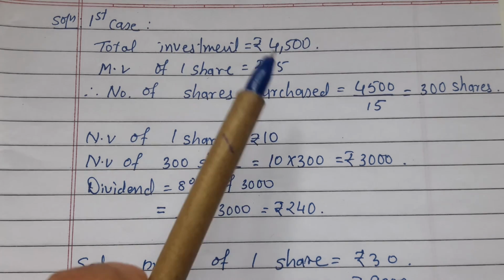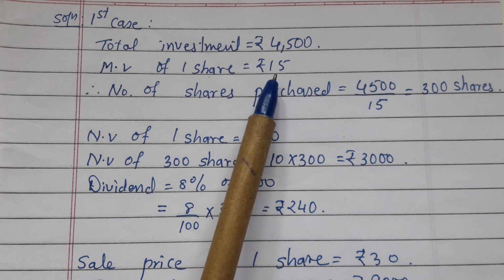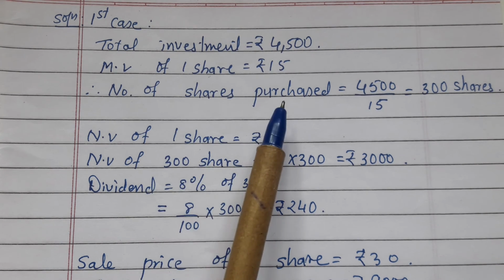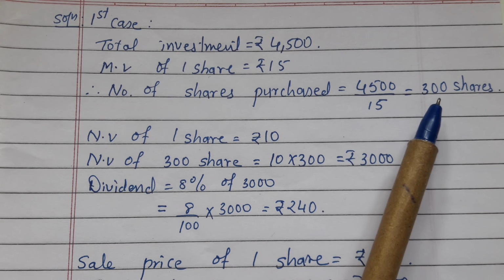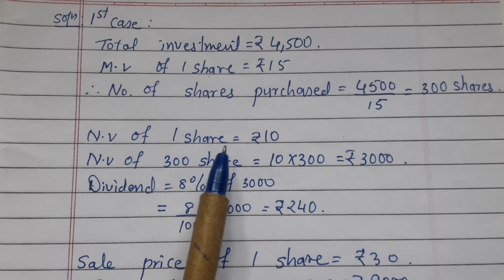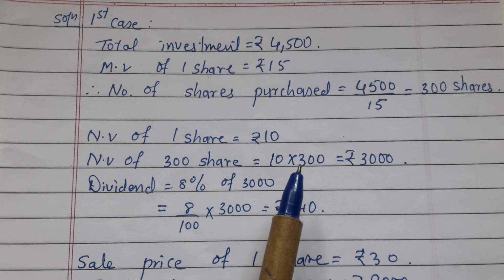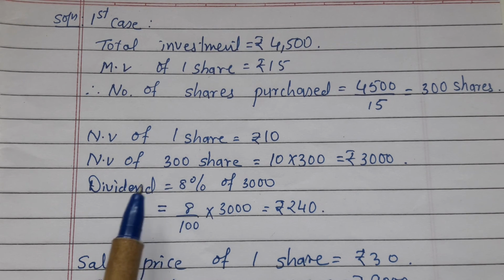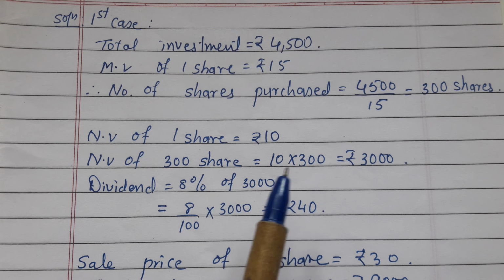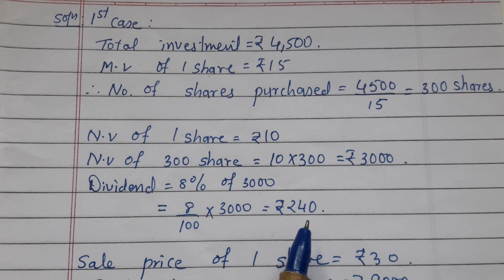First case, total investment rupees 4,500. MV of one share rupees 15. Therefore, number of shares purchased is equal to 4,500 upon 15, equal to 300 shares. NV of one share rupees 10. NV of 300 shares, 10 into 300, equal to rupees 3,000. Dividend 8% of the nominal value. 8% of 3,000 equal to 8 upon 100 into 3,000 equal to rupees 240.